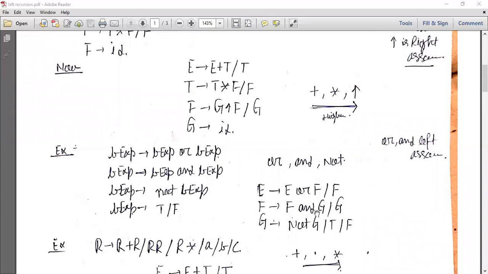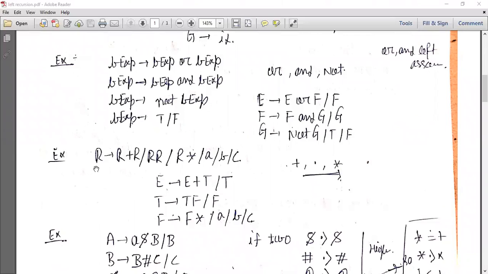F tends to F and G, and slash G, right? And G tends to not G, slash T or S. So this is an unambiguous grammar. The compiler always deals with an unambiguous grammar. How to check whether the grammar is unambiguous? There are two things that are mandatory. It is always left associative and it always uses the precedence rule. So that grammar is called an unambiguous grammar.